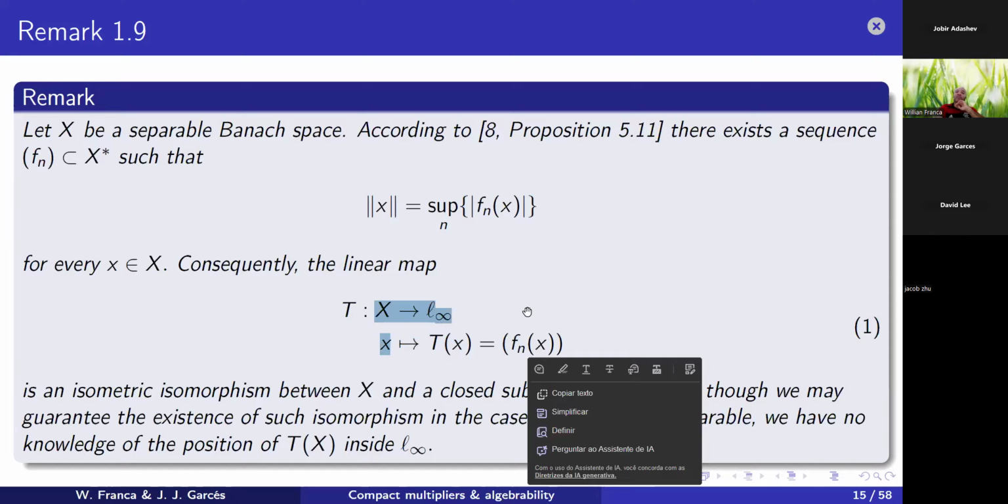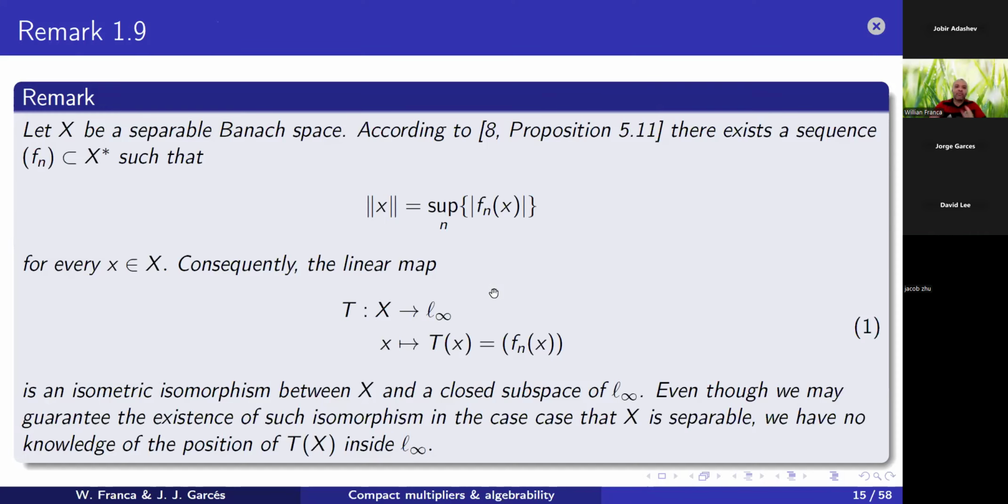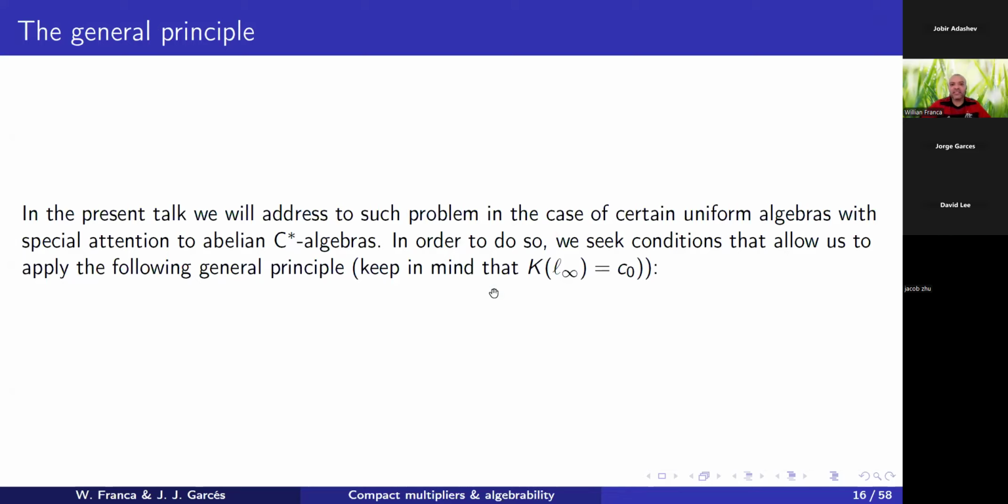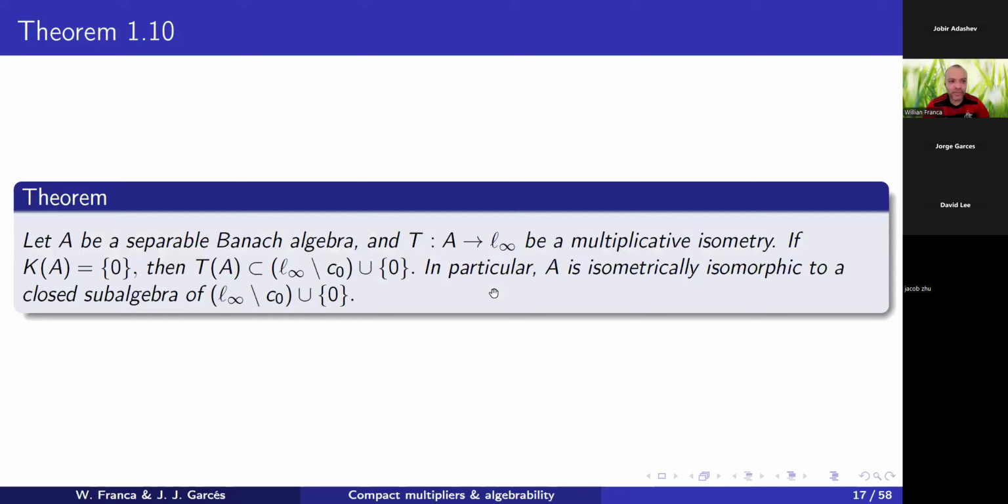However, you have no recollection or prior knowledge of where exactly the image of such a transformation is lying. You have no knowledge whatsoever about where the image is going. So this is essentially going to be the starting point of our investigation. Let me make things clear. So we can show the following.